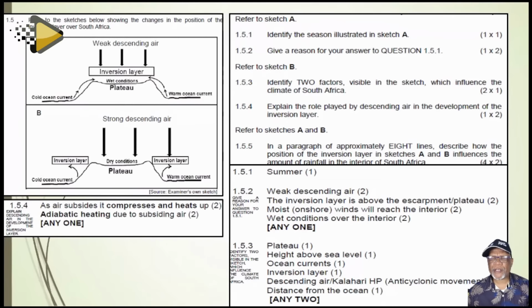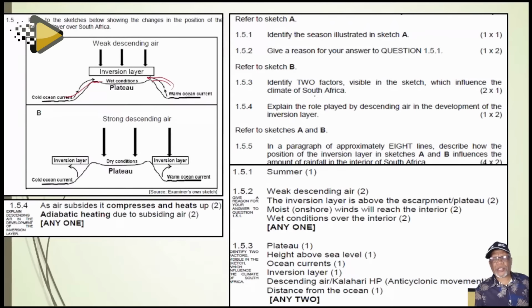Now, here are typical examination questions that you could be asked regarding the influence of these high pressure cells. Identify the season illustrated in sketch A. So sketch A, what do you see? You see the inversion layer being above the escarpment. So this will be summer. Give reason for your answer. We have already given reason. It is the inversion layer above the escarpment. You can see weak descending air, moist onshore winds will reach the interior. So you can see warm, moist air reaching the interior, and then wet conditions over the interior. So those are the reasons why we say this is summer.